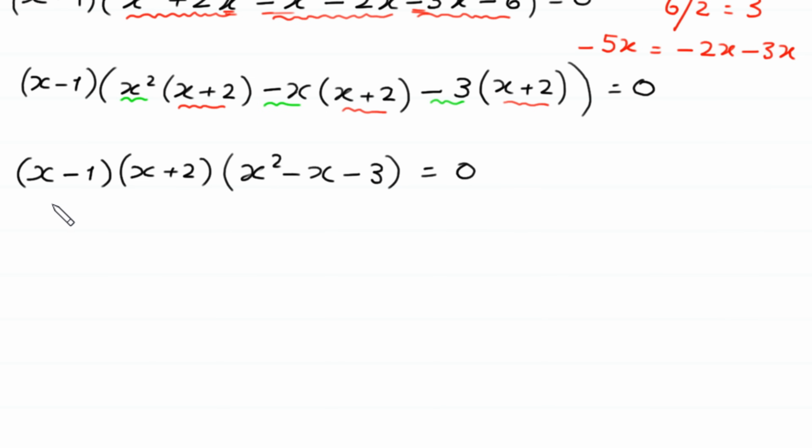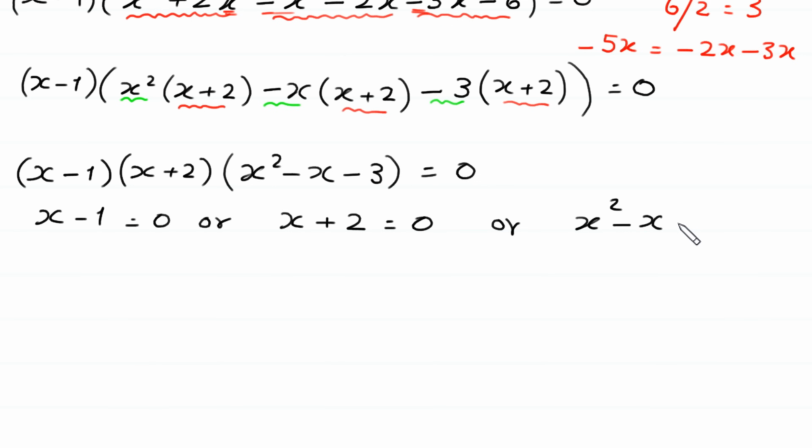Now from here, either this expression x minus 1 is equal to 0, or this expression x plus 2 is equal to 0, or this expression x squared minus x minus 3 is equal to 0. And from here, x is equal to 1, and from here, x is equal to negative 2. This is the first value of x, and this is the second value of x. So we got two solutions from here, and to find the other two solutions, we solve this quadratic equation.